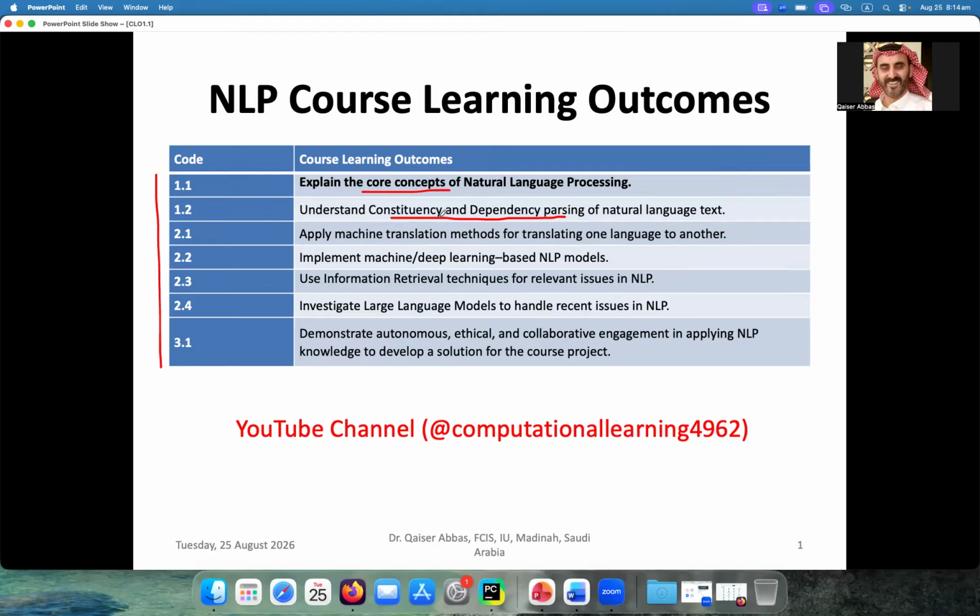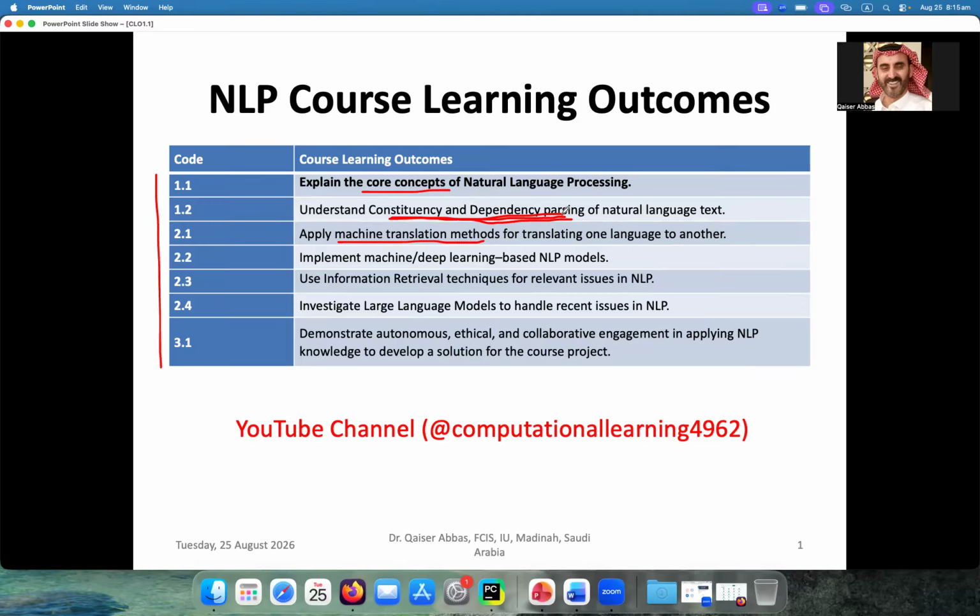And then the next, so here we will go with the constituency and dependency parsing. There are different types of parsing, but we will mainly go with constituency and dependency, which are popular ones among other categories. And then we will go with the machine translation methods, how we can translate one language to another one. This constituency parsing, sorry, I'm going back.